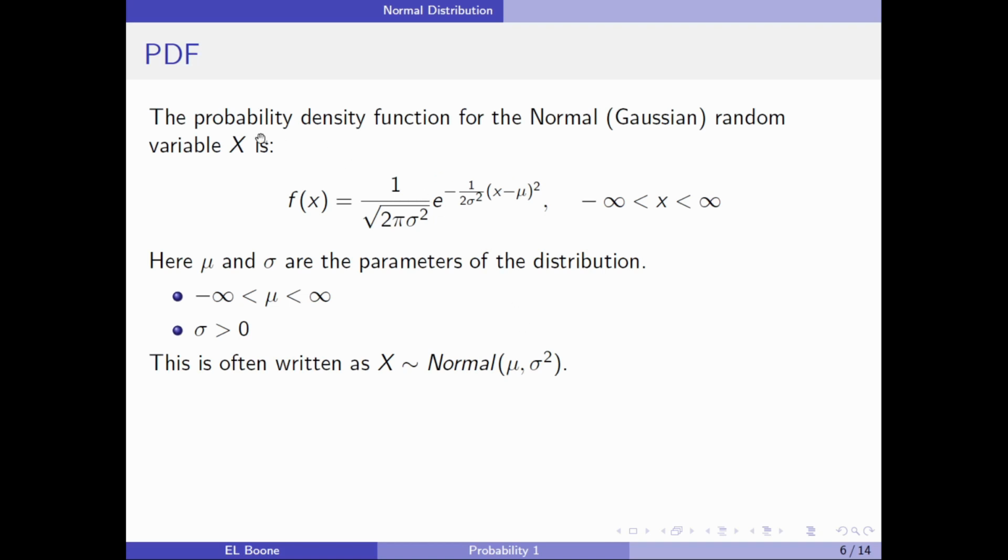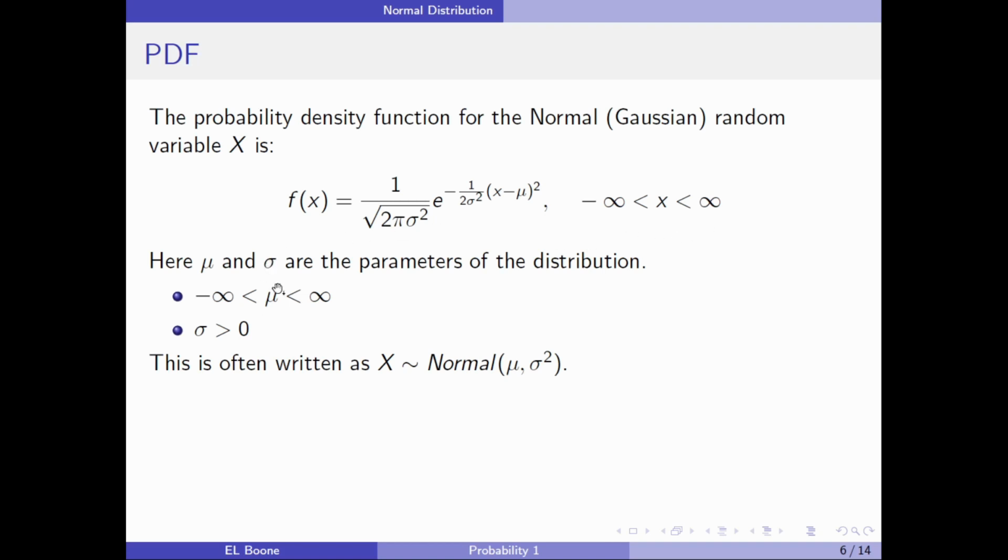All right, so here's the probability density function for this thing. It's 1 over the square root of 2 pi sigma squared, e to the negative 1 over 2 sigma squared, (x minus mu) quantity squared, and x can be any number between negative infinity and infinity. Now, this is the first one we've seen that has the entire real line as its domain. Before, we had to say, well, it would be a positive number because it was a waiting time.